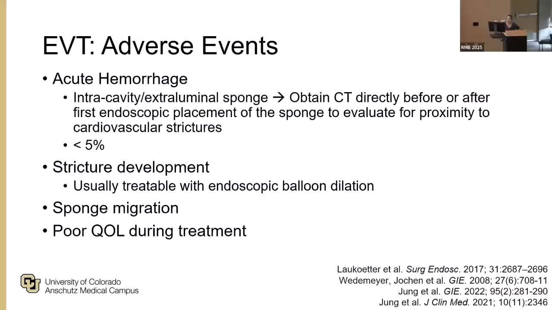The other adverse events that we previously discussed include stricture development, which is usually treatable with endoscopic balloon dilation, as well as sponge migration. Sponge migration we've typically seen more for GE junction defects, or sometimes with, we've treated a couple of duodenal perforations, and it's a little challenging to keep the sponge in that location. We've tried clipping with sort of mixed results, something that we're still investigating.